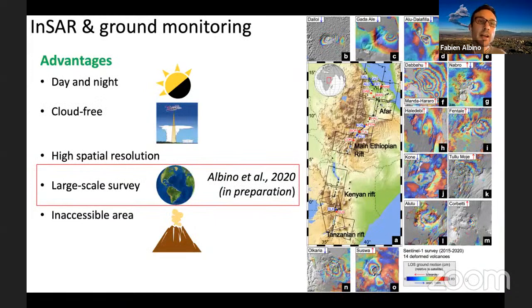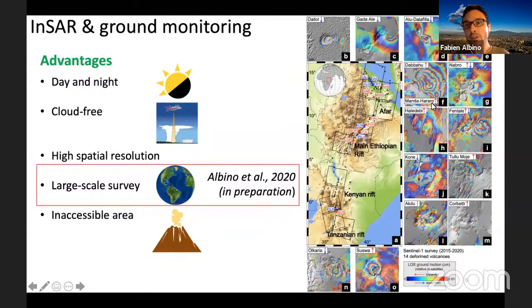So what about InSAR and ground monitoring? The advantages are that you can perform day and night, and it's cloud-free. It has a high spatial resolution compared to ground instrumentation, and it can give you ground displacement over a large scale. That's why it has been applied in many large regional surveys, such as in the Andes or in South Asia.